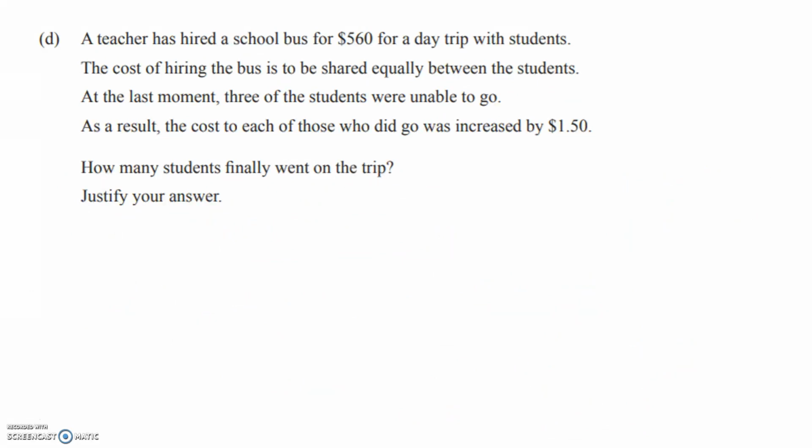So we've got a teacher who's hired a school bus, and the bus costs a total of $560 for a trip. It's going to be shared equally between the students, and at the last minute, 3 of the students couldn't go. So this means that the cost to those who did go went up by $1.50. So how many students finally went on the trip?